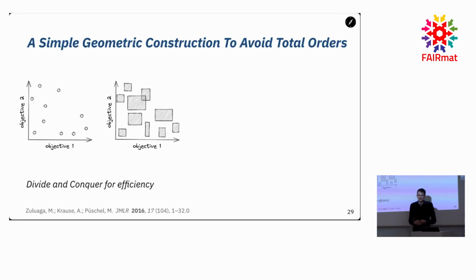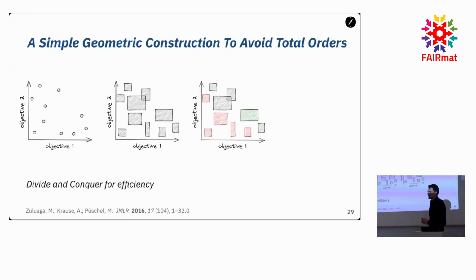And then there's something interesting you can do. If you want to maximize both of them, the best case is that you're at the upper bound. This is the best case for maximization because then you have the highest possible value for both objectives. And the worst case is if you have the lower bound, where you're here. And you see that for some of the points, the best case is below the worst case of some other points.